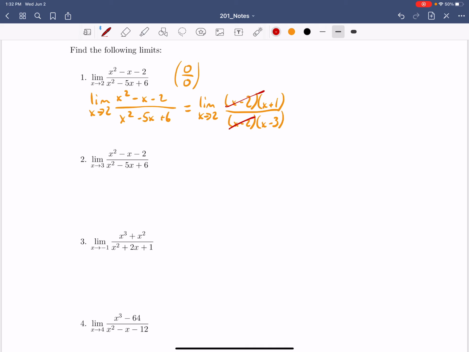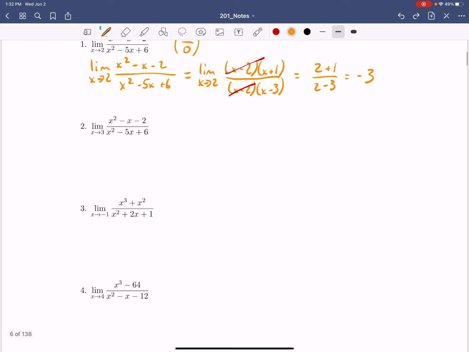we can cancel. And then we're left with 2 plus 1 over 2 minus 3. And that's the same as negative 3. Right? Just want to note, by the way, that I removed this limit as x approaches 2 once I plugged in 2, right? That's how that works, okay?